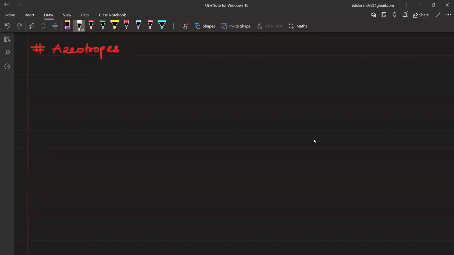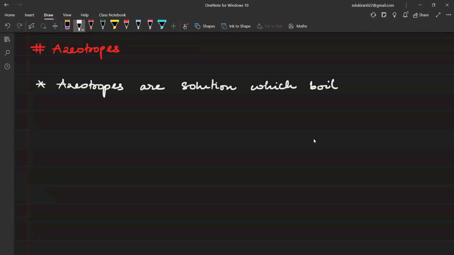What are azeotropes? Please write: azeotropes are solutions which boil at a constant temperature.